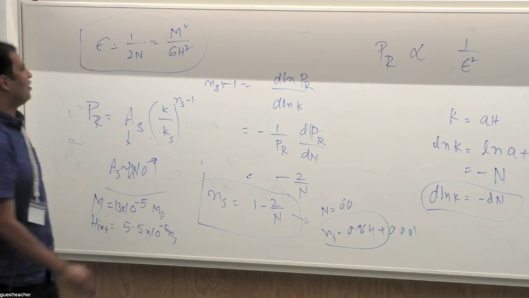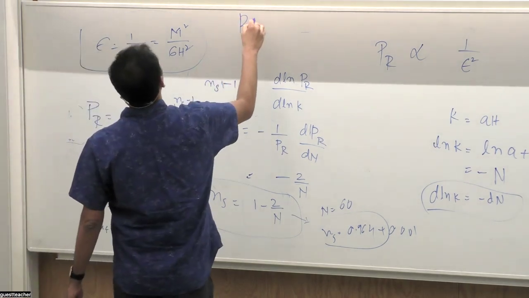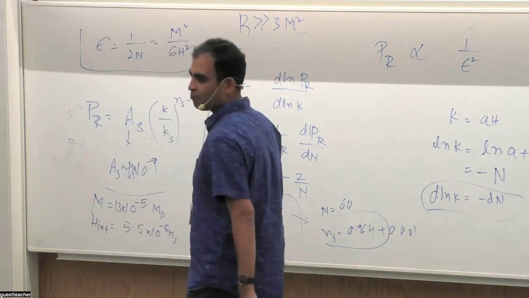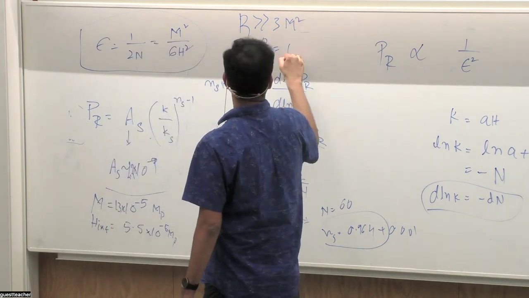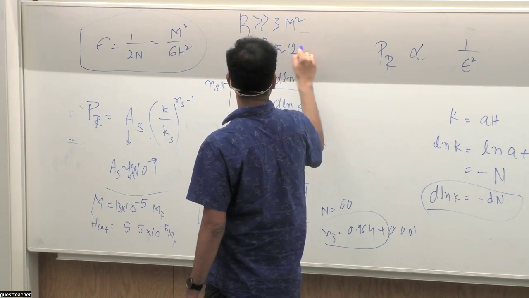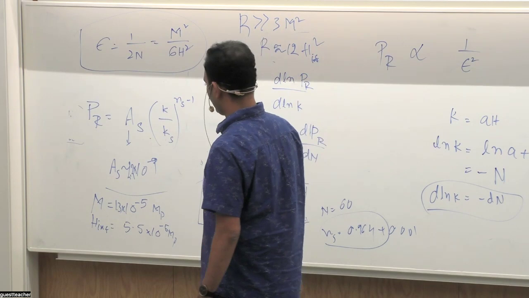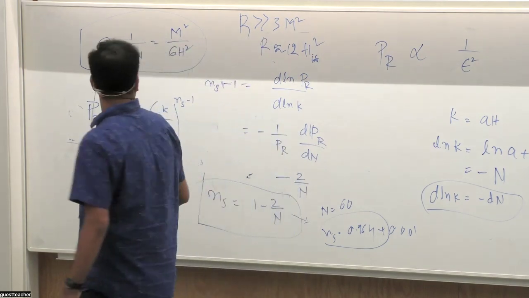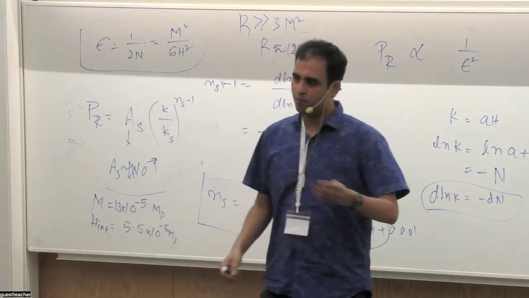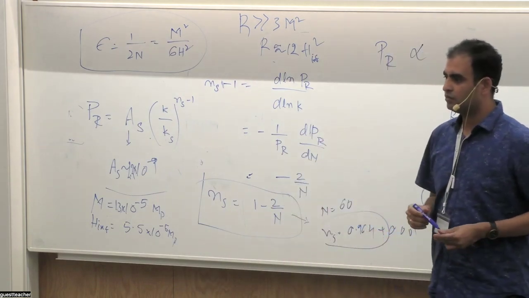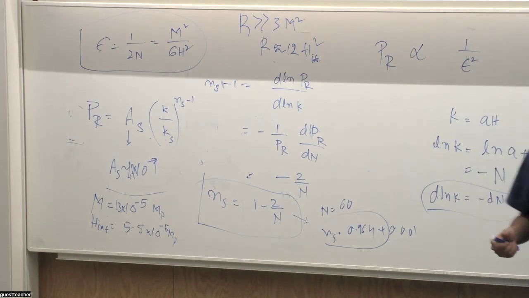Then you see the inflationary condition is R much greater than 3m squared. If you plug in these numbers, R is nearly 12H squared during inflation. And you plug in these numbers, indeed, the Ricci scalar R is many orders of magnitude larger than m squared.